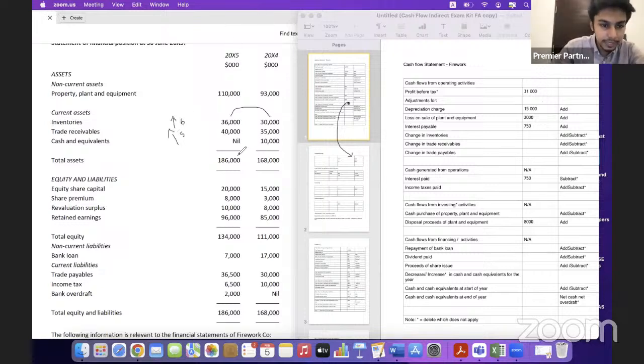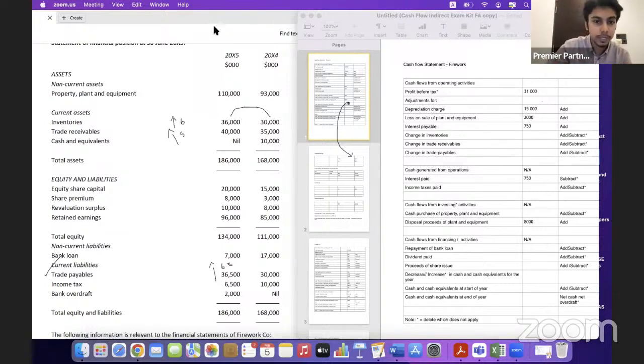Okay then guys, on the other hand, what happened? Here, this one, trade payable, do this also at once. 30 to 36,500. This has also increased by 6,500. So like this, guys, you should quickly decide what happened. Find the difference, see whether increasing or decreasing.